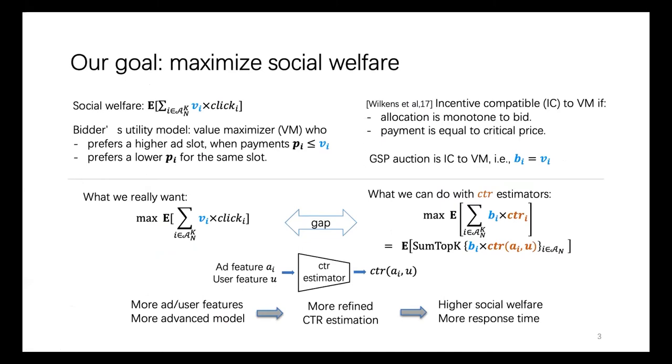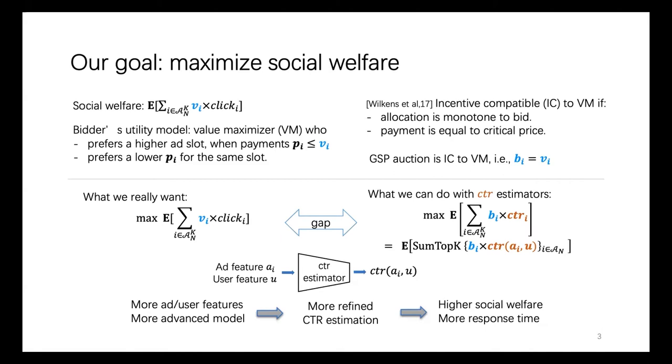Our goal is to maximize social welfare. Social welfare is defined as the expectation of the sum of value times click of the allocated K ads. The expectation is over the random event of user click. We consider the bidder's utility model as a value maximizer model. That is, the bidder firstly prefers a higher ad slot when payment is no more than value, and the bidder secondly prefers a lower payment for the same slot.